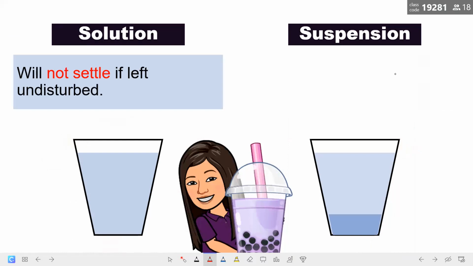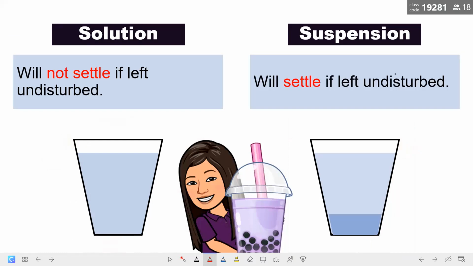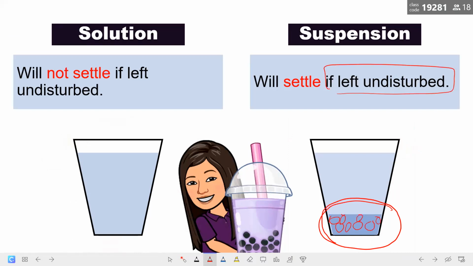A solution will not settle if left undisturbed. But a suspension will settle down. See, eventually the sand will all form at the bottom here if it is left undisturbed.